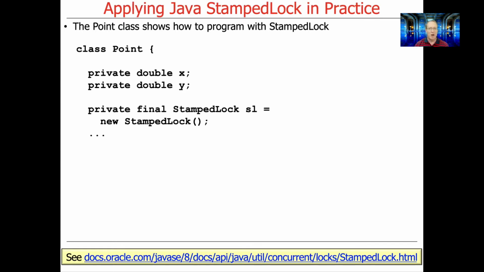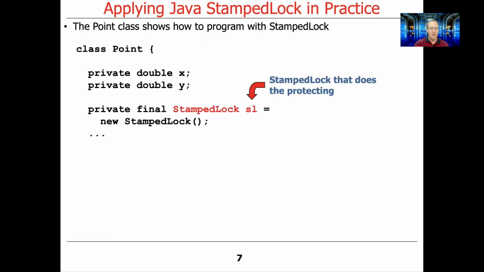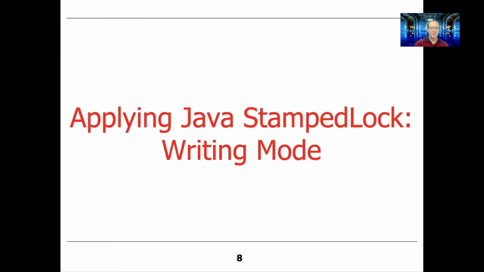So the examples are all based on something called the Point class. The Point class would just be a simple class you could use for some kind of GUI environment or some kind of geometry environment where you've got two values, X and Y, and it maintains two-dimensional points. So X and Y, which are doubles in this case, are the state that needs to be protected. And we're going to protect it with a StampedLock. So the StampedLock will be doing the protection.